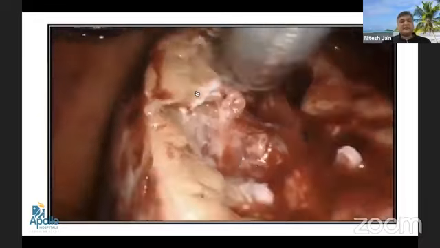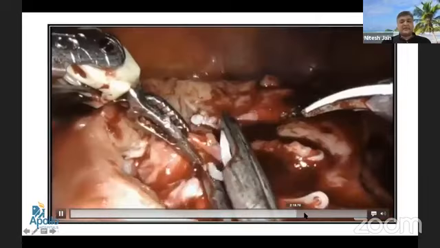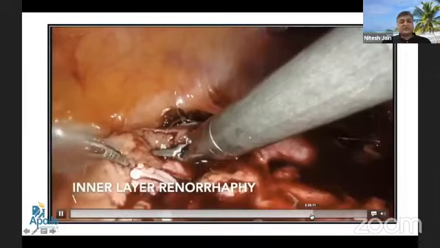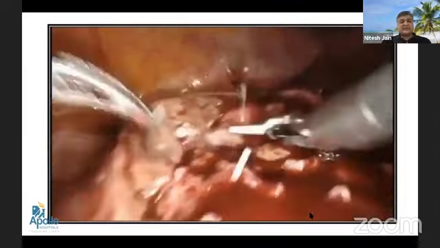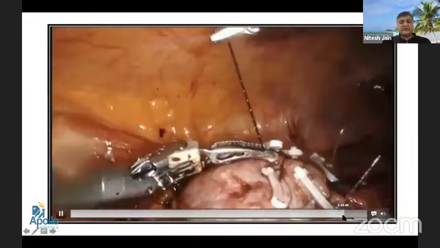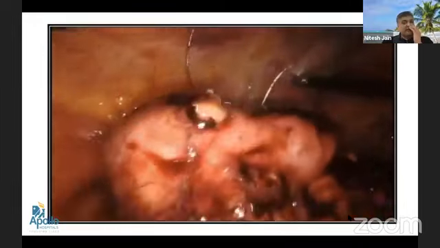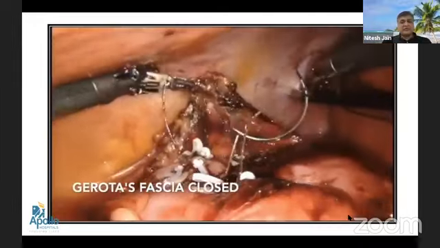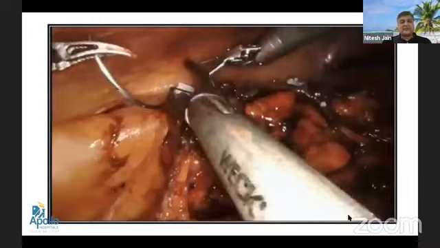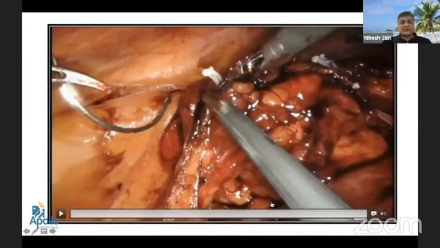case of cancer surgery. So once we are done with that, the inner renorrhaphy can be done using continuous suture using 2-0 Stratafix, and the outer layer again can be done using V-Loc suture, continuous layer. We should always observe the kidney for at least 5 minutes when the clamps are removed, for any bleeding or anything, because sometimes the vessel can be in spasm.